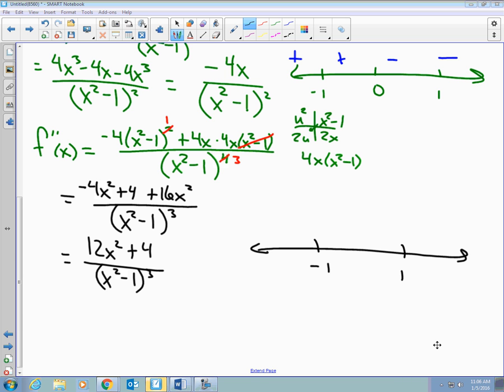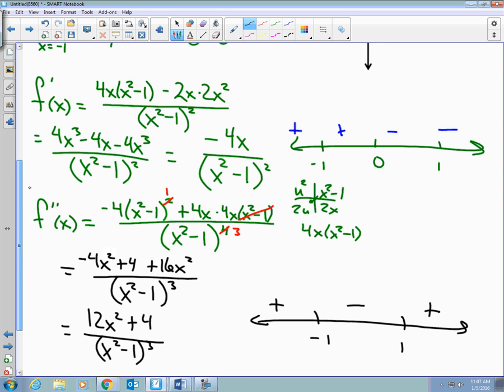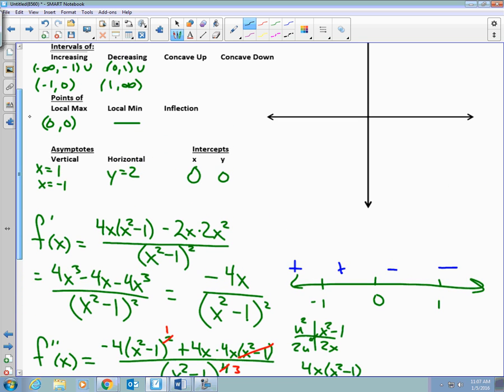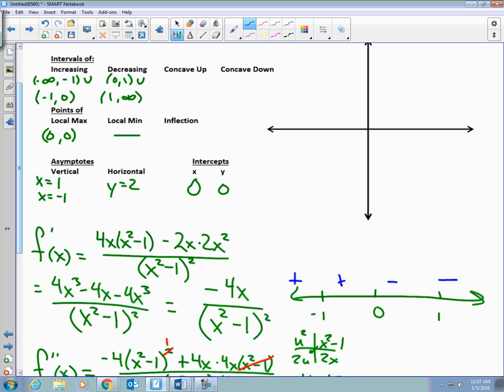If I plug in negative 2, I get 4 minus 1 is 3. 3 cubed, 27. That's positive. If I plug in 0, I get a negative result. If I plug in 2, positive result. Okay, so what did I just determine? Concavity. So you're concave up from, and you are concave up from, and down from negative 1 to 1.